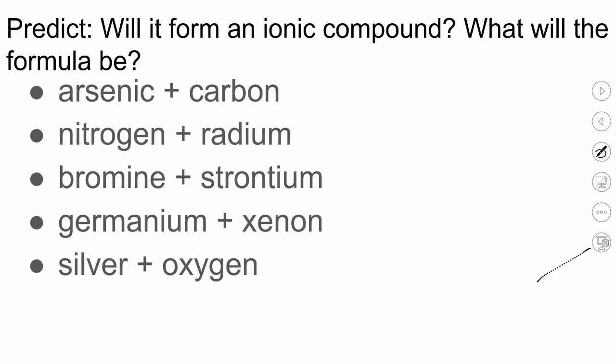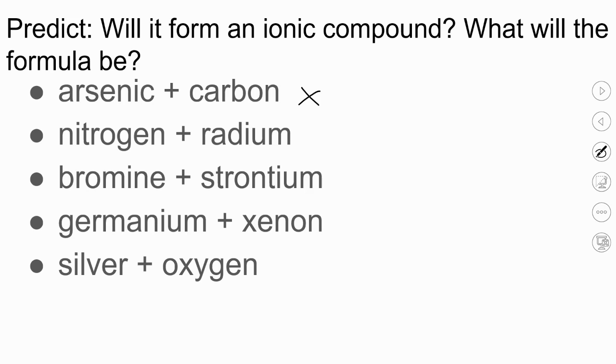Okay, should we talk through these? It's been another minute. How about this one? Will this one form an ionic compound? Some of us are saying no, some of us are saying yes. So why would it? Because arsenic is... Okay, what's our rule about metalloid and non-metal? Then it's going to be covalent. So this will not form an ionic bond. Okay, so we just skip it. We say no.